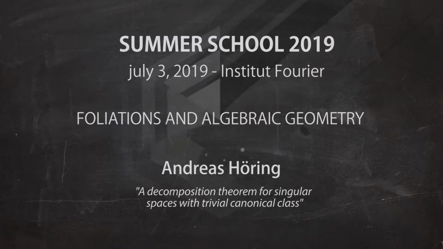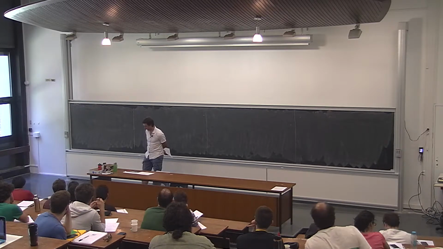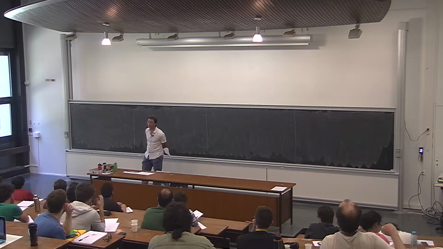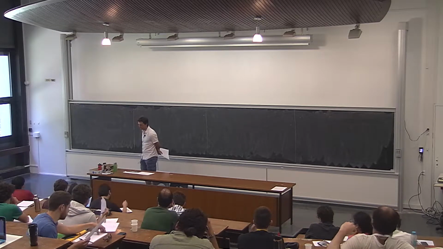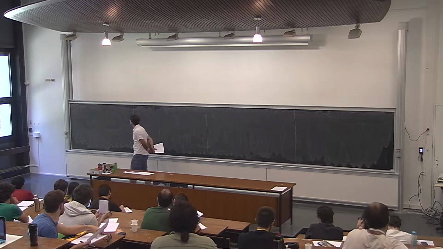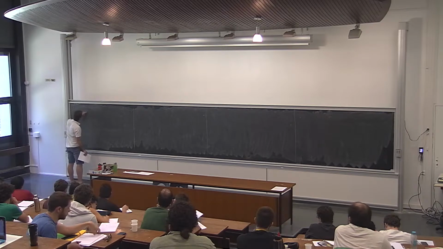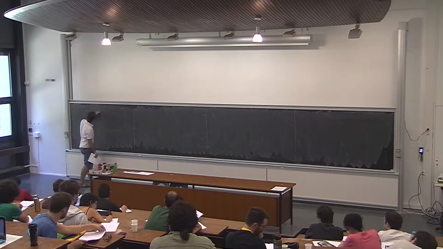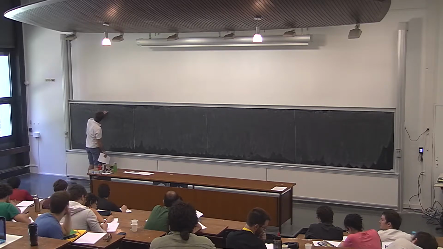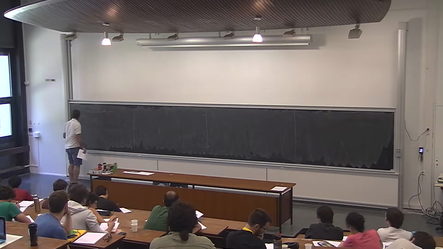So this is the third talk of the lecture series on decomposition theorem for singular varieties with C1 equals 0. And I will speak about the positivity part of the proof. And so this is going to be about, say, vector bundles with C1 equals 0. Okay. And so everything is going to be over C.